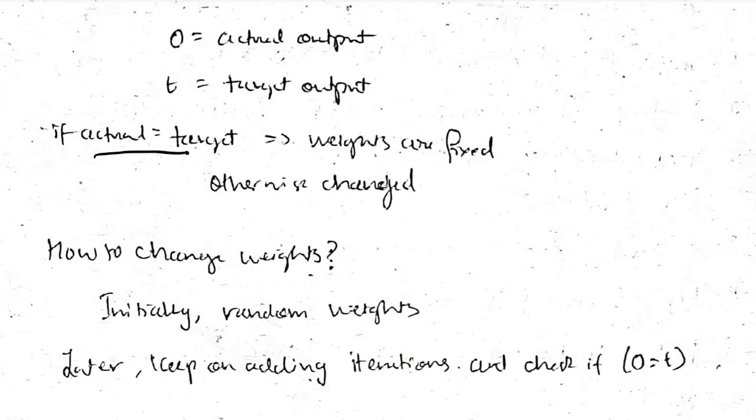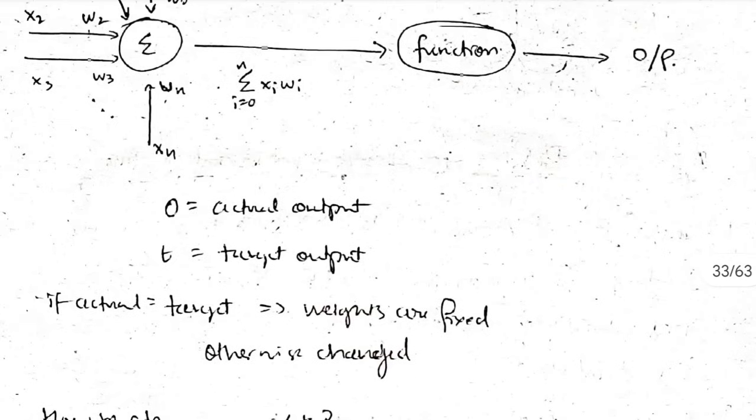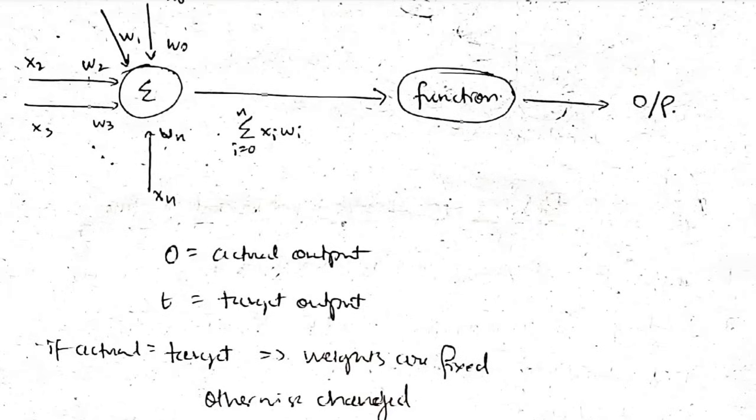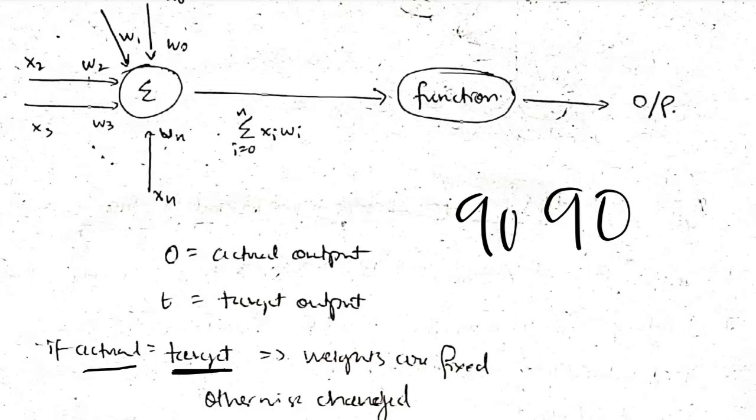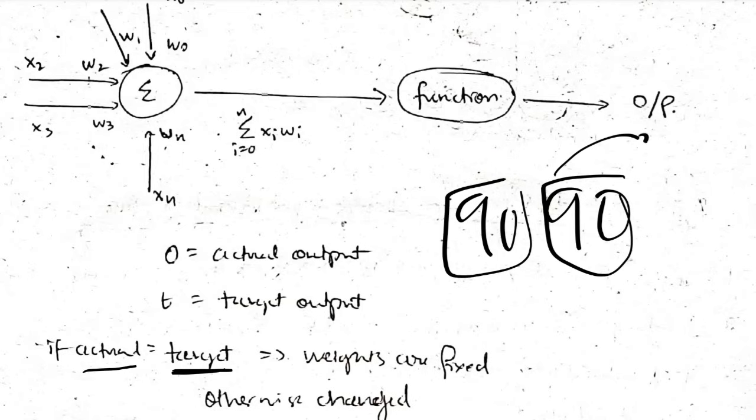So if the actual output is equal to the target, weights are fixed, otherwise changed. See, it's pretty common sense. If the actual output I got is according to how I expected, suppose that I expected 90 marks, I got 90 marks, do I need to go back to the faculty and tell I want a few more marks? No, that's stupidity, right? What I expected, I got it, that's enough for me, so I'll not do anything.